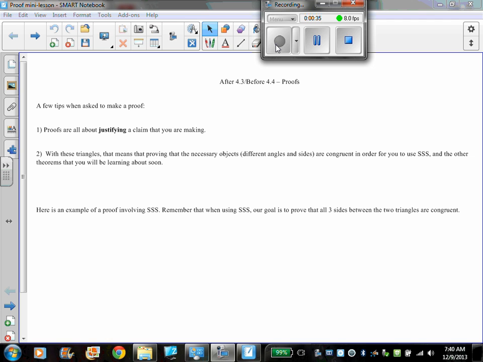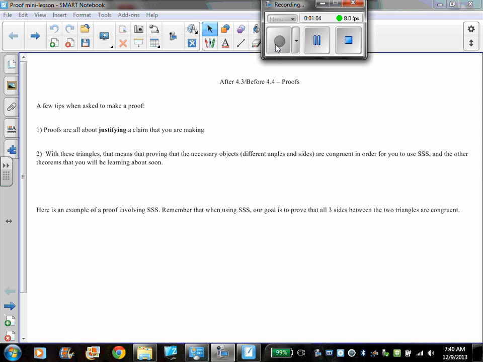Secondly, with these triangles, remember that what you're going to be doing is showing, like for side, side, side, which is the only one you've learned about at this point probably, you're going to need to show that all the sides are the same. All the sides are congruent. So that's what you're going to be aiming for. But you're going to be learning about some other theorems soon that will require you to find angles as well, or instead of some of the sides.